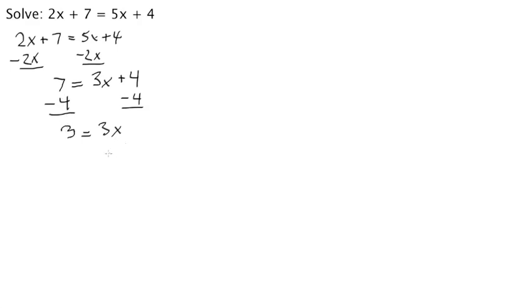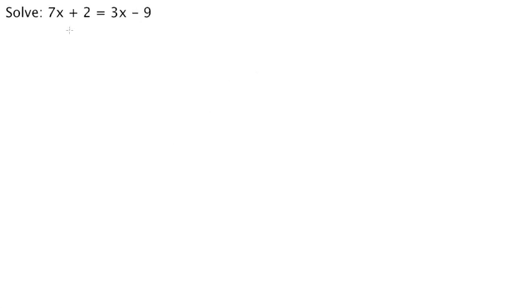Now I want to get the x completely and totally by itself. So notice here I'm multiplying it by 3. So we're going to divide both sides by 3. So 3x divided by 3, that is x. 3 divided by 3 is 1. So here's my final answer. X equals 1.